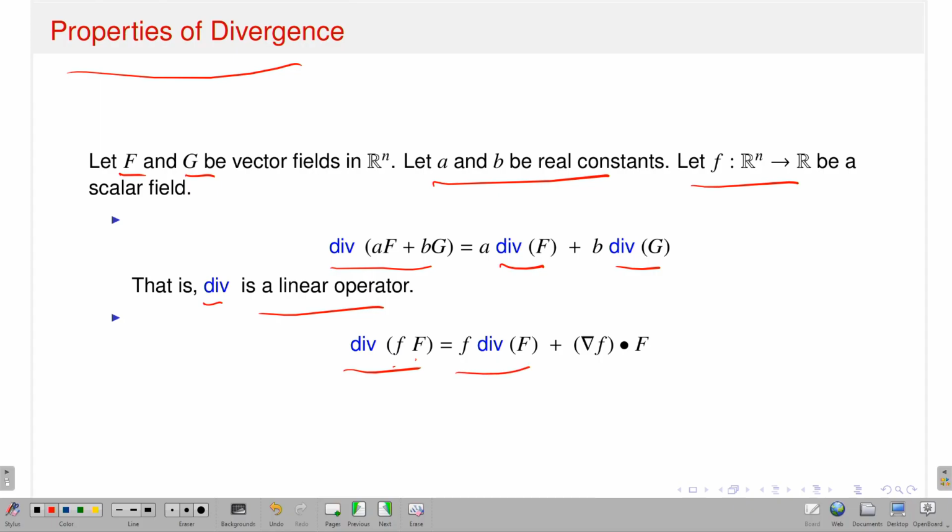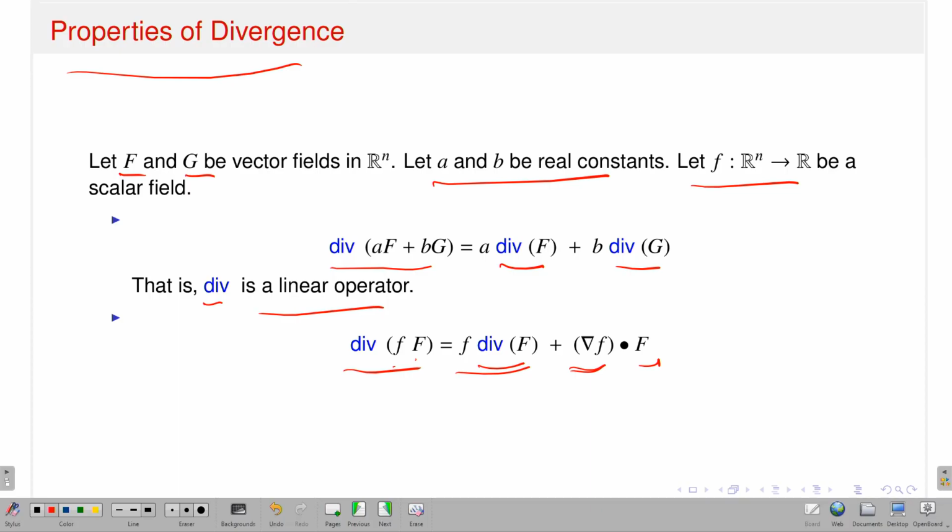So, this is the formula that it satisfies. First is the scalar field f times the divergence of F, and then you take the gradient of f, which is another vector field, dot product with the vector field capital F. So, that is the divergence of the product of a scalar field times a vector field.